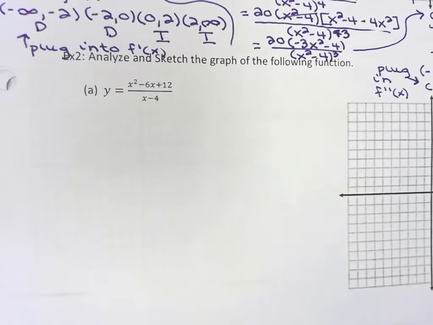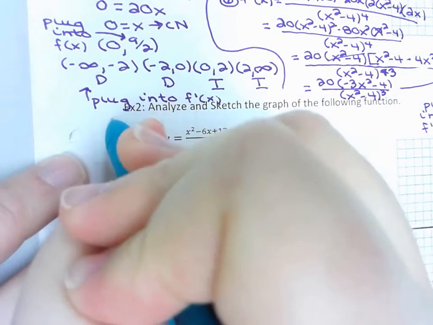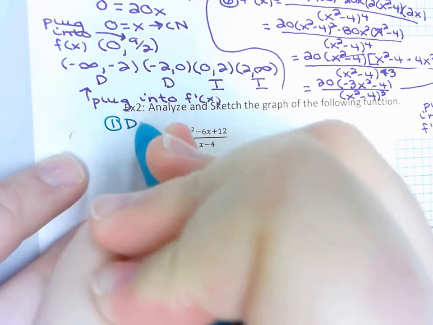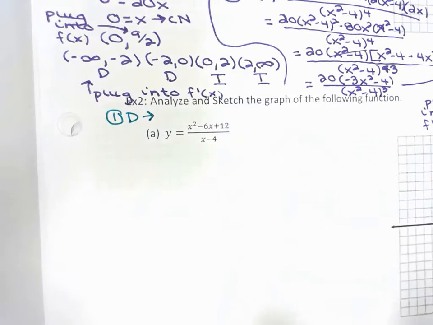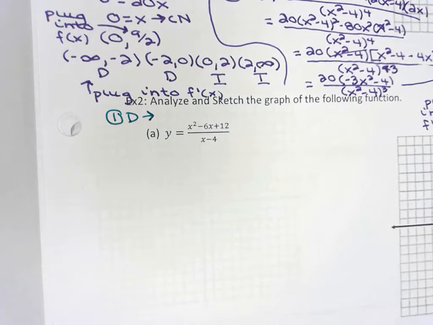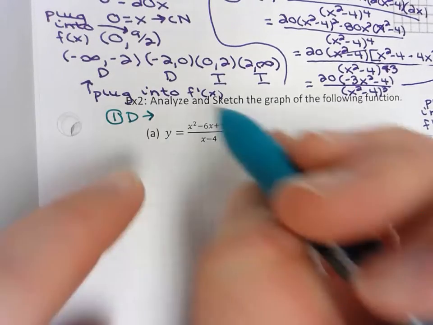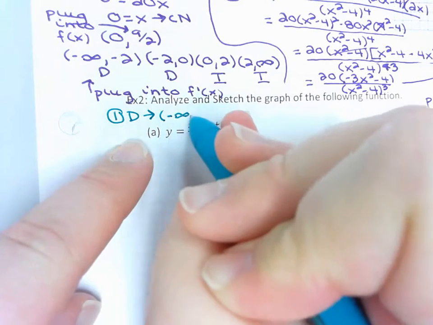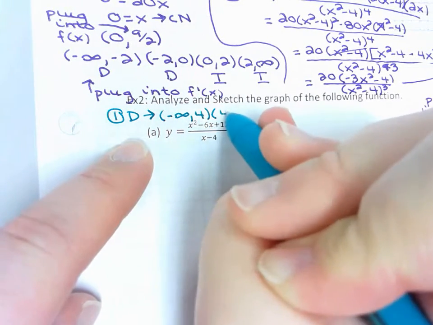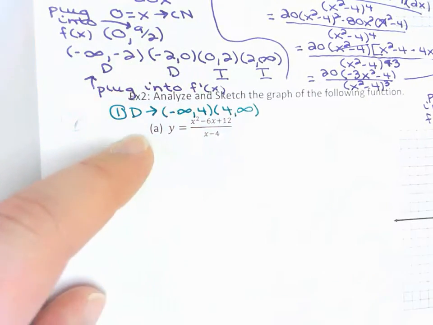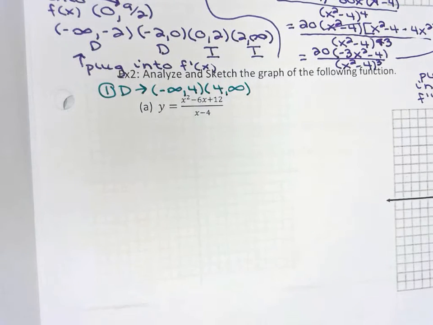If I look at example 2, analyze and sketch the graph of the following function. So go through all those steps. The first step we are looking at is the domain. Range we're usually not super worried about, so technically it's just the domain. If I look at this one, it is a rational function. My domain will be negative infinity to 4 and 4 to infinity. The range we're not usually that worried about, just FYI.